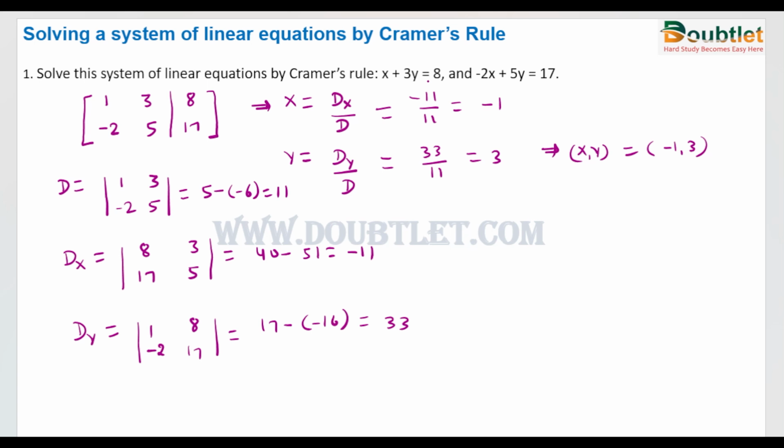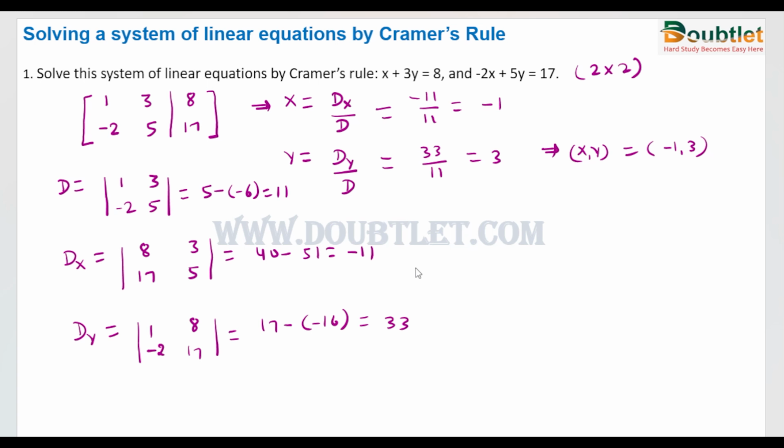Now if you want to check whether we have found the correct answer or not, you need to put the values of x and y in these equations, and let's check whether it satisfies or not. So we get minus 1 plus 9 is equal to 8. So it is satisfying the first equation. So this will become 2 plus 15, it will become 17. So it is also satisfying. So both the equations are satisfying. It means we have found the correct solution of this system of linear equations. So this is a 2 cross 2 system of linear equations.